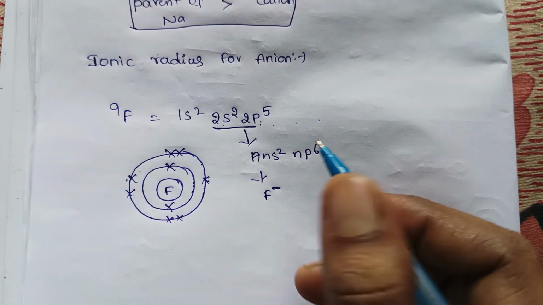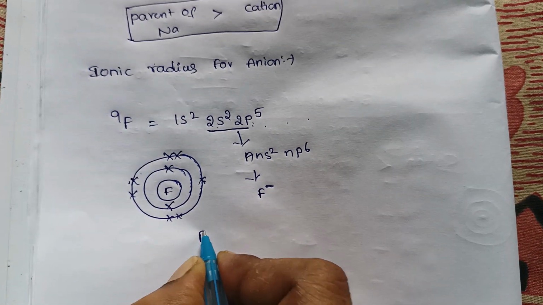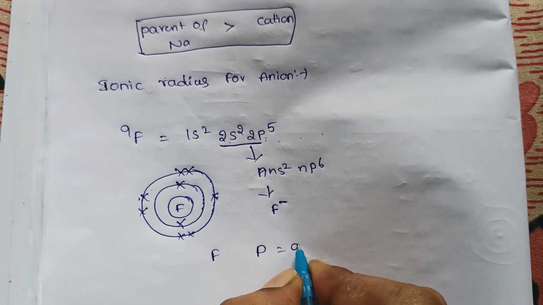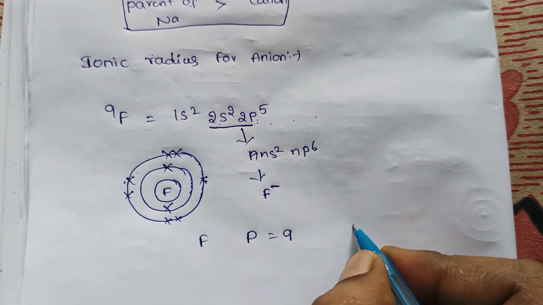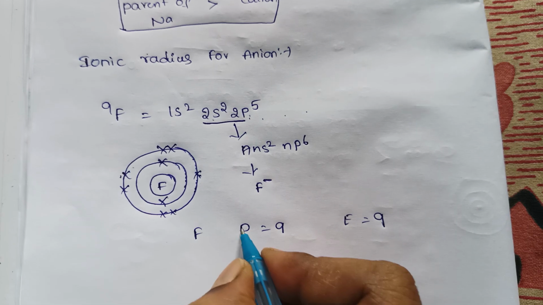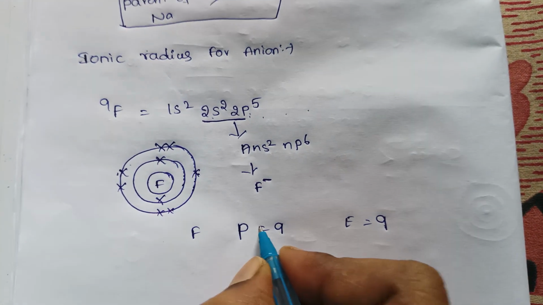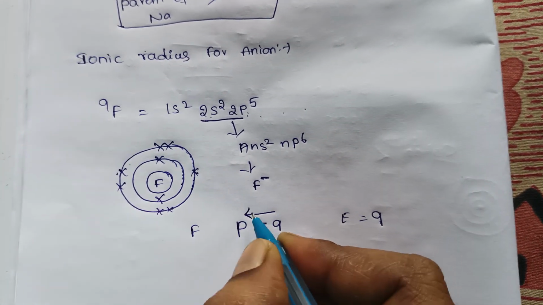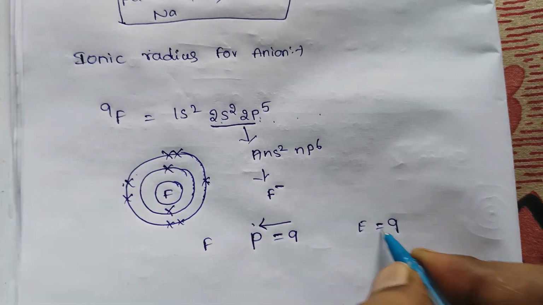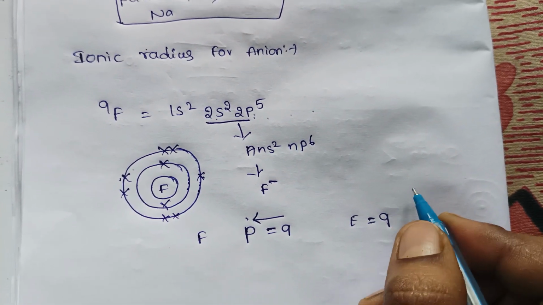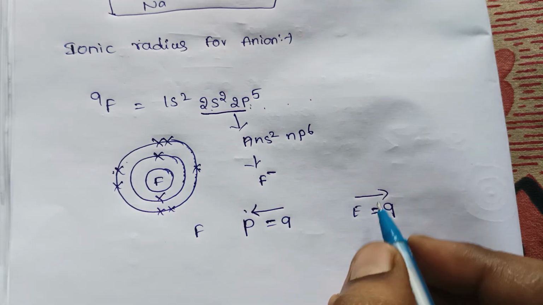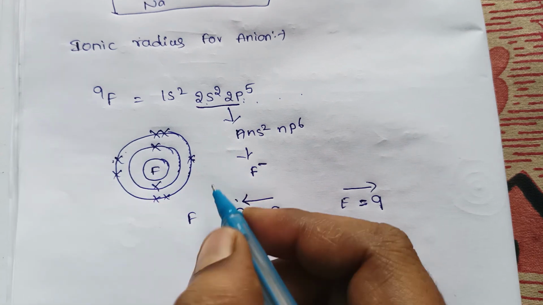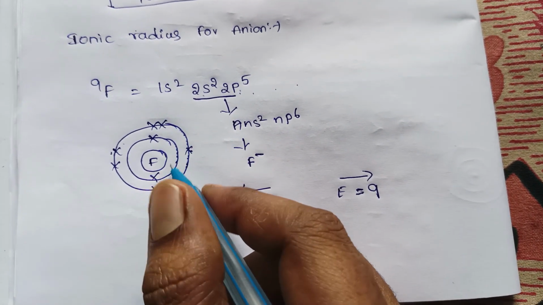For the fluorine atom, there are 9 protons and 9 electrons. Protons always pull electrons towards the nucleus. If electrons try to move away from the nucleus, whenever this happens, both get cancelled. Whenever they cancel, electrons revolve around the nucleus at a suitable position.